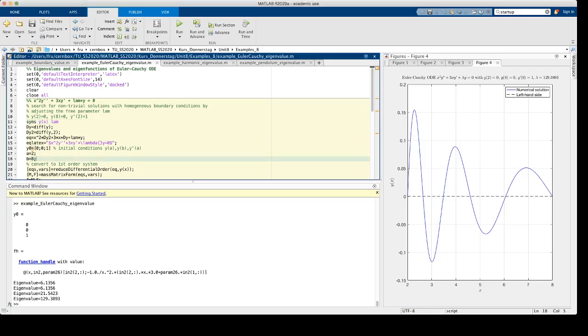In this video, I talk about eigenvalues and eigenfunctions of differential equations. For illustration, I will again use an ODE of the Euler-Cauchy type. It's similar to the one in the previous video where I talked about the boundary value problem. So let's step through this script. We start by setting some defaults, clearing the workspace, closing the previous figures.